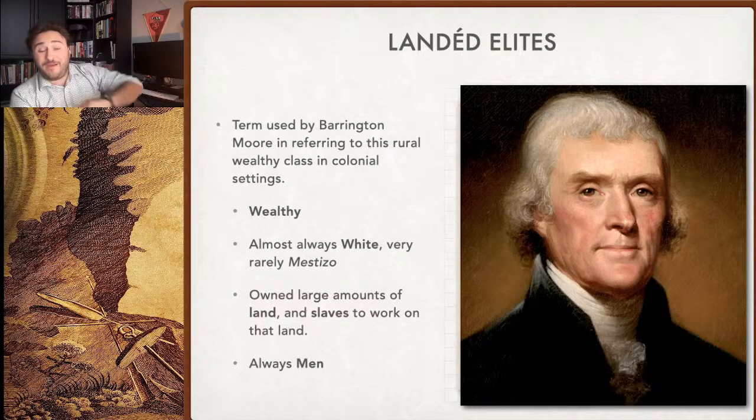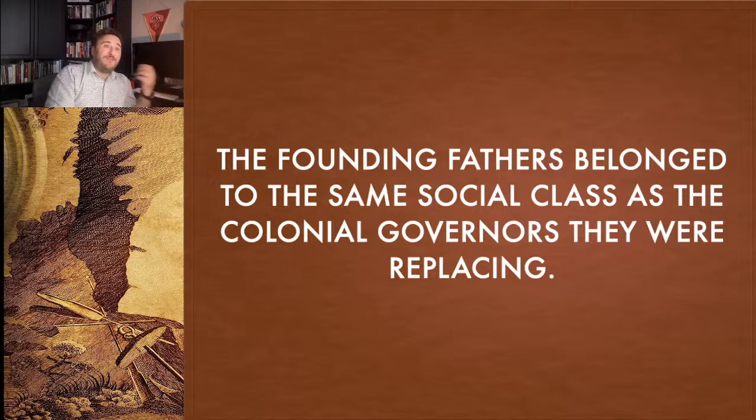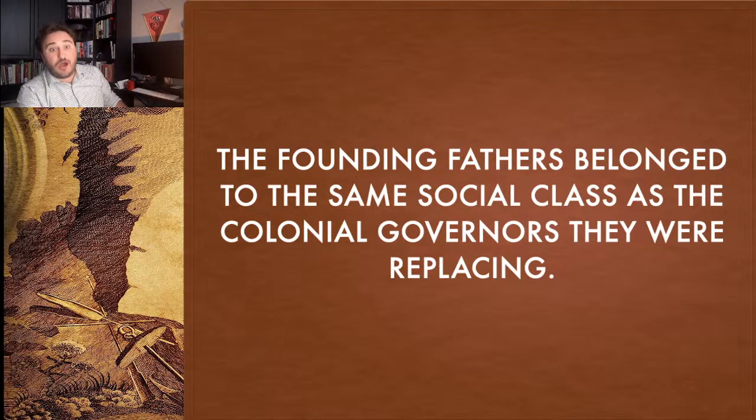if you take Barrington Moore's ideas and you apply them to the context of what we call the American Revolution, what you find is that the same class of landed elites are in charge before 1776 and after 1776. And so what kind of a revolution was this, if the founding fathers belonged to the same social class as those colonial governors that they are replacing? Right? It doesn't make a ton of sense. The main argument that Barrington Moore is making is that the American Revolution was not a revolution.